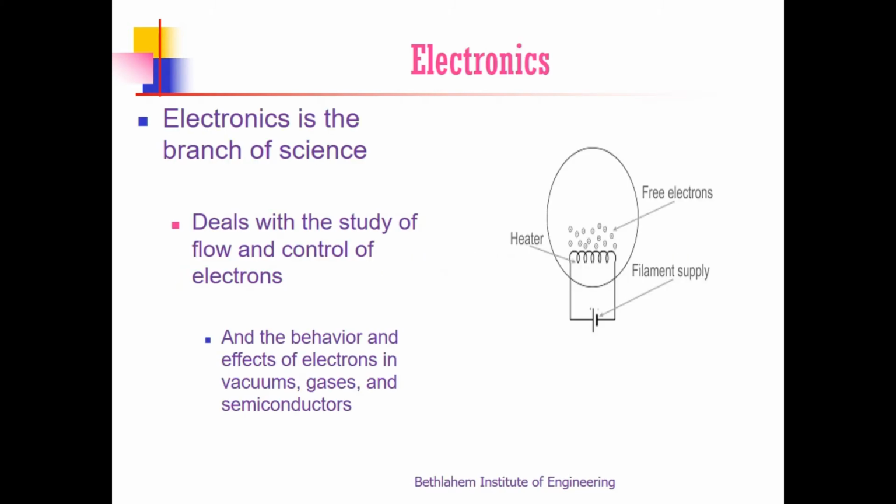You are familiar with the term electronics. What is electronics? Electronics is the branch of science which deals with the study of flow and control of electrons, and also the behavior and effects of electrons in vacuums, gases and semiconductors. In simple terms, electronics deals with flow and control of electrons in vacuums, gases and semiconductors.